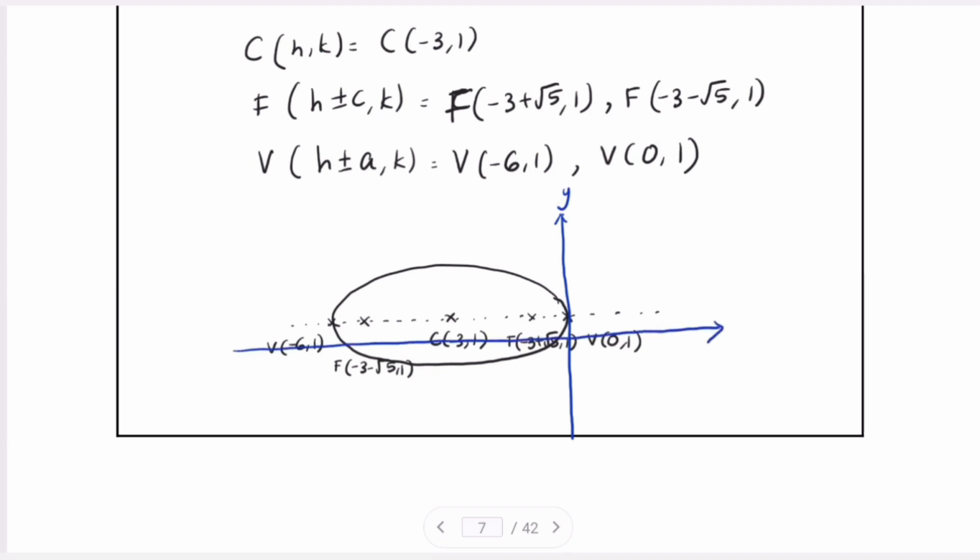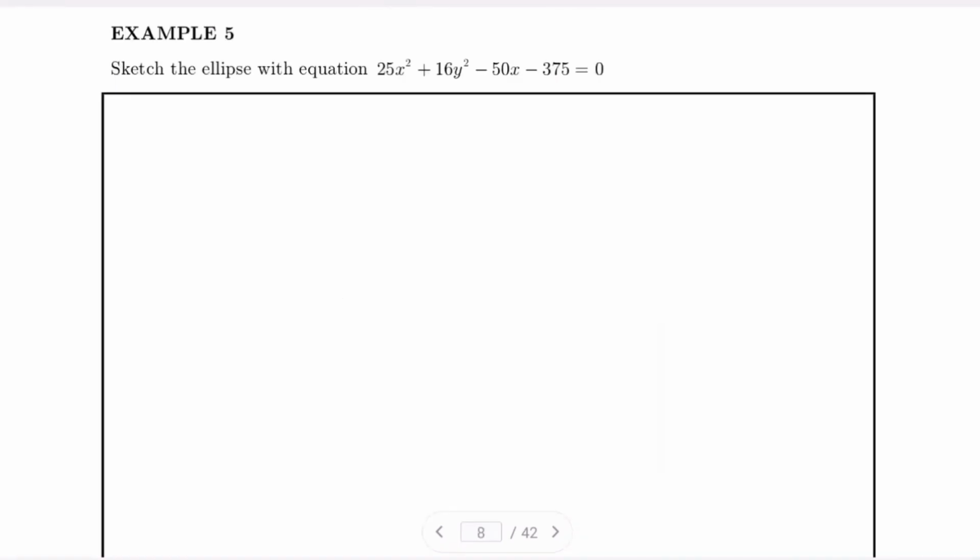And this will be your x-axis. So here is your ellipse. Example 5. We need to sketch the ellipse with equation 25x squared plus 16y squared minus 50x minus 375 equals to 0.